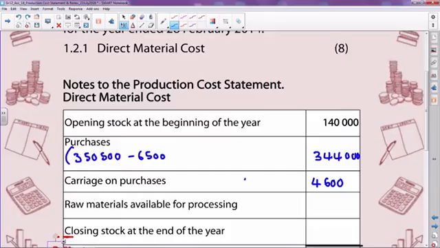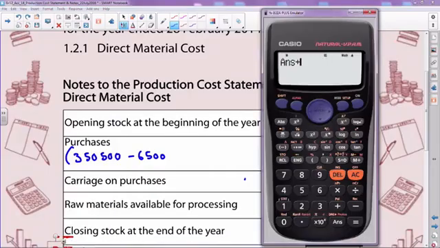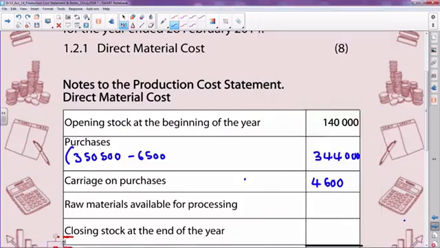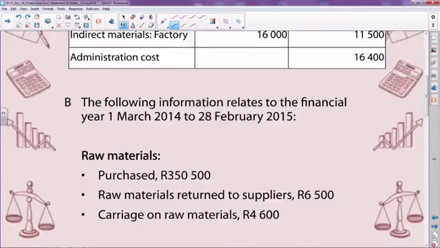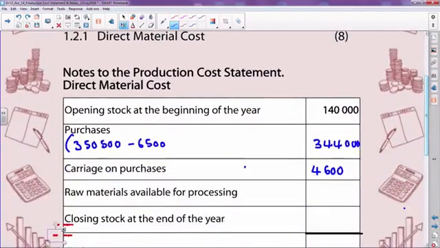The calculator. Plus 4,600, and that gives you a figure of 488,600. Okay, now 488,600 is my raw materials available for processing. What do I subtract?